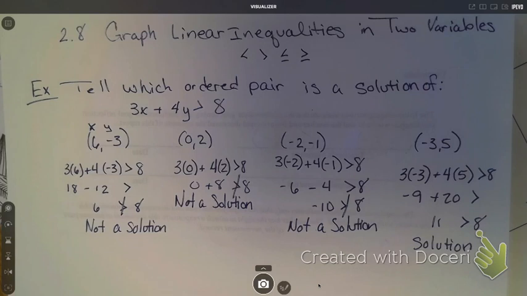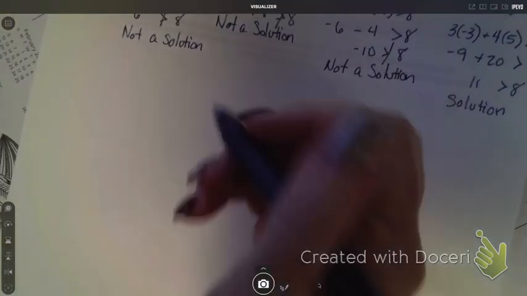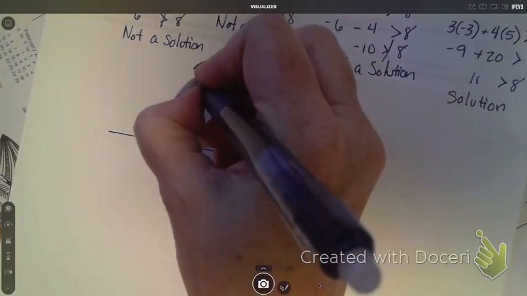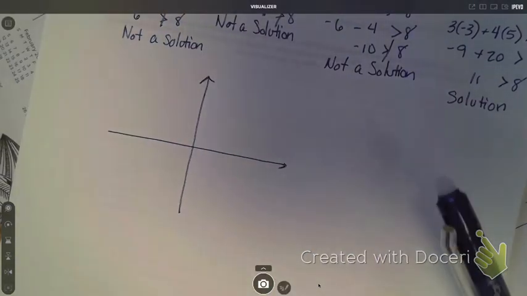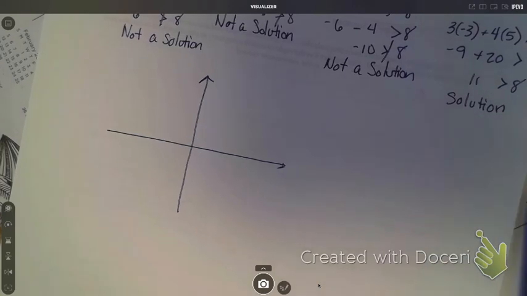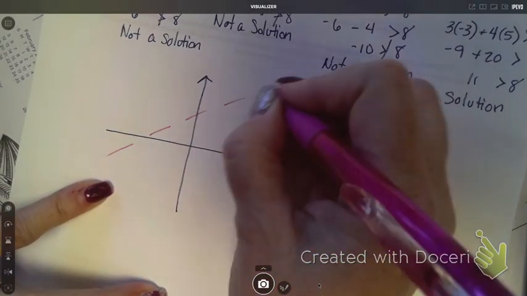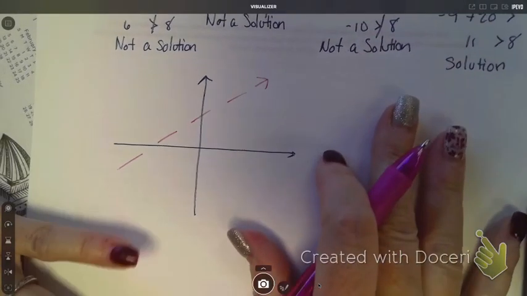Okay, so this is basically the concept, but our goal is to graph the inequality. So when we graph inequalities, I'm just going to show you what an inequality looks like. Okay, so this could be a graph of an inequality.